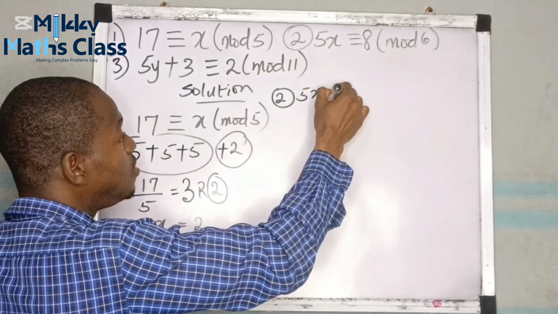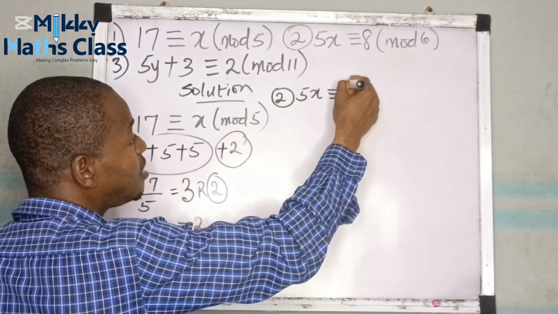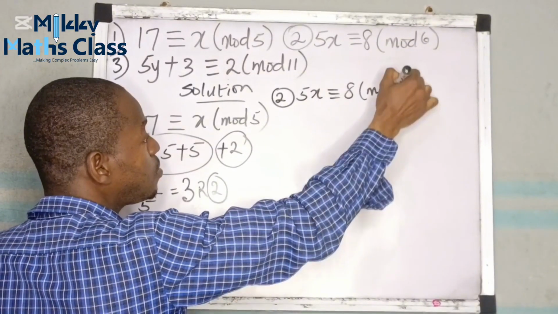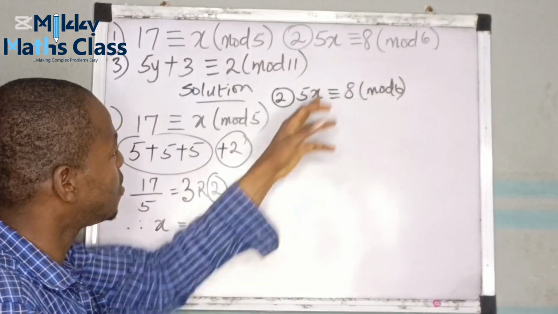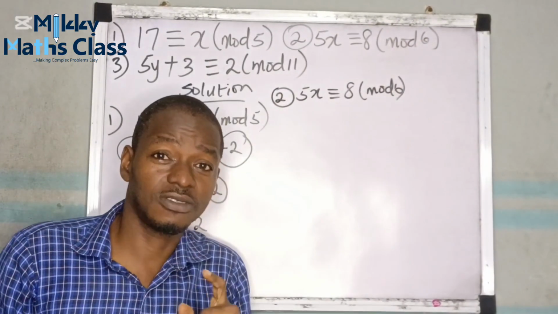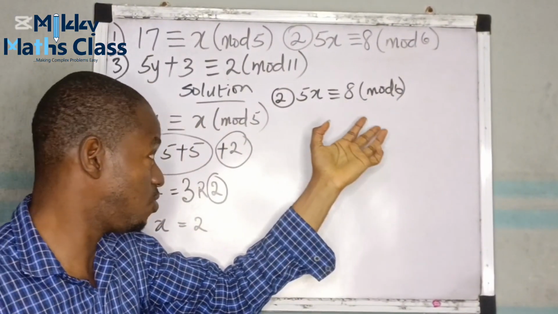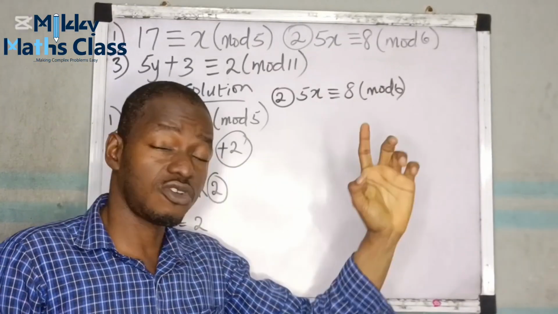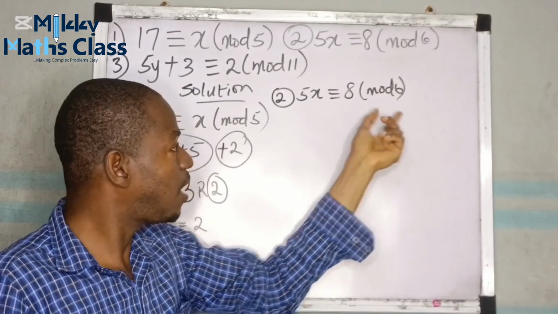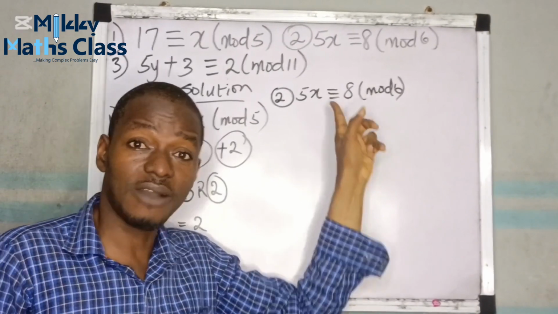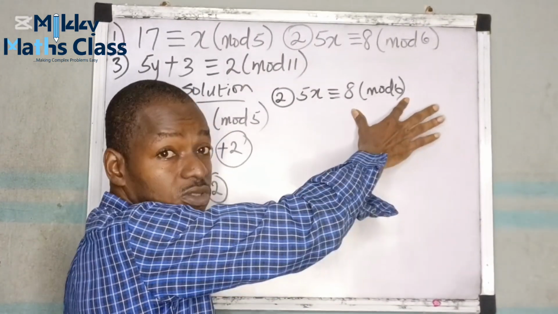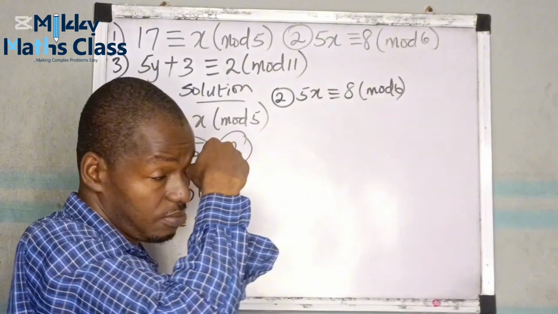Number 2, we have that 5x is congruent or equivalent to 8 mod 6. Now, in mod 6, modulo 6, the residues we only have are 0, 1, 2, 3, 4, and 5. Now here we have remainder 8. That means we have to reduce this 8 to a residue in modulo 6.